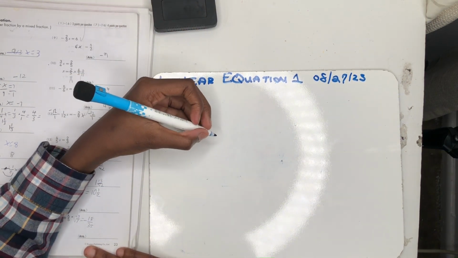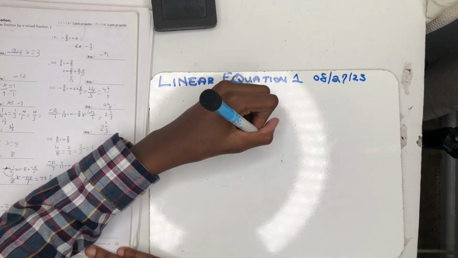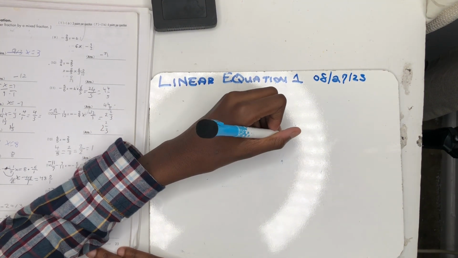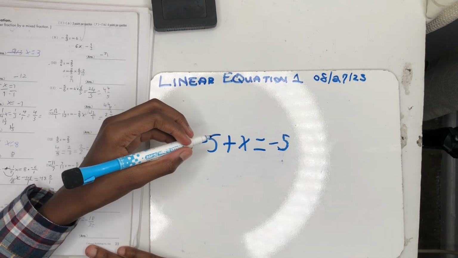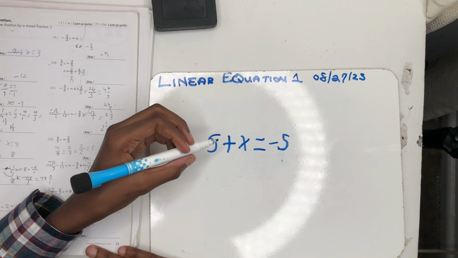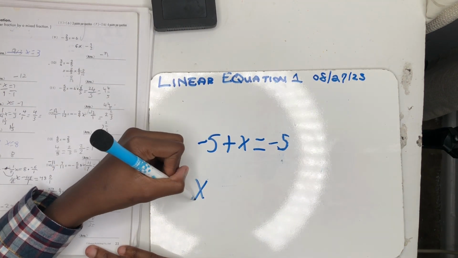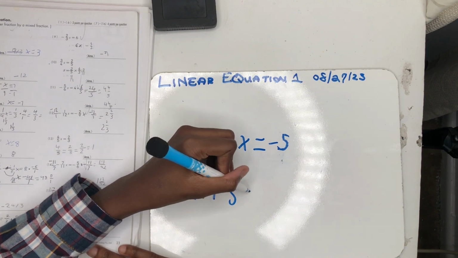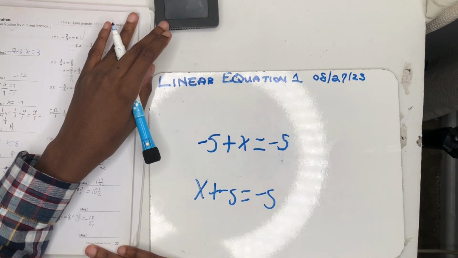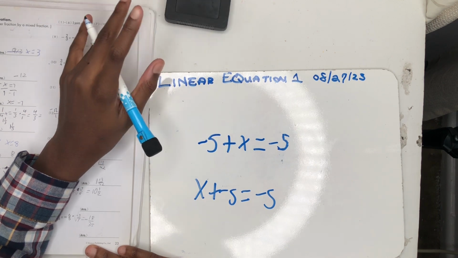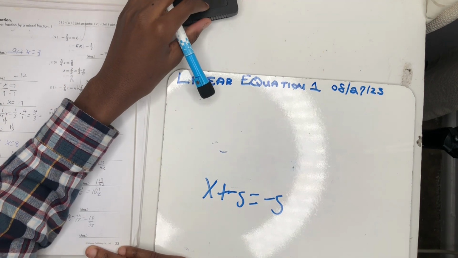The next one that we have is negative 5 plus x equals negative 5. If you choose to rearrange it, you can make it x plus negative 5 equals negative 5. Just do which one is easier for you, but I'm still going to do the rearranged part.